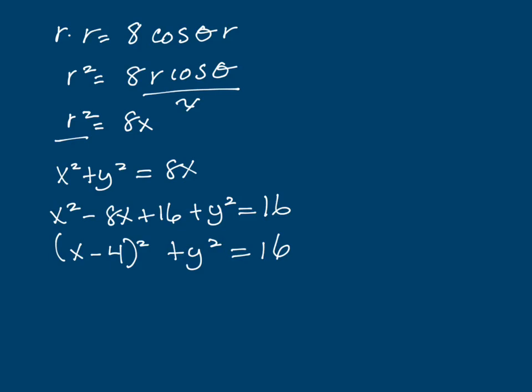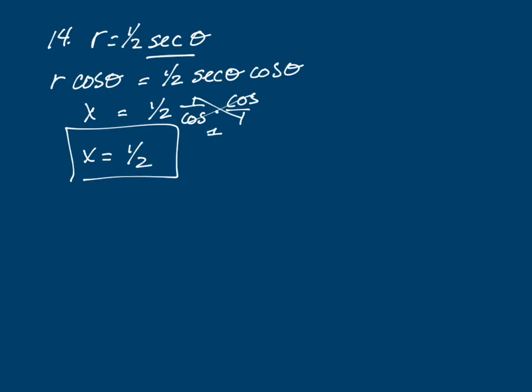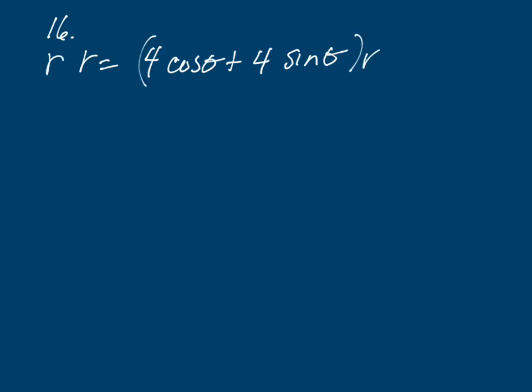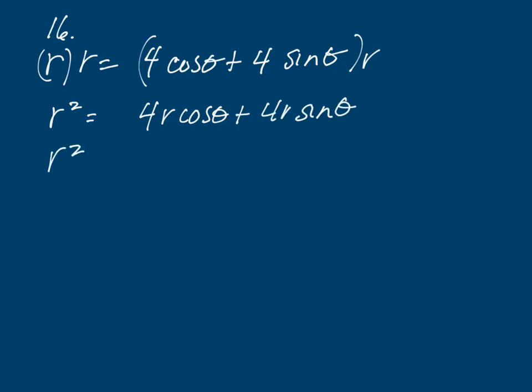Equation of a circle, right? So that's the answer for number, what was this number? 15? Okay. Make sure we're right. Yeah, 15. 16, last problem. R equals 4 cosine theta plus 4 sine theta. And so we're going to multiply this side by r and this side by r, to get these x and y's in there. So r squared equals 4r cosine theta plus 4r sine theta. So r squared equals 4x plus 4y.